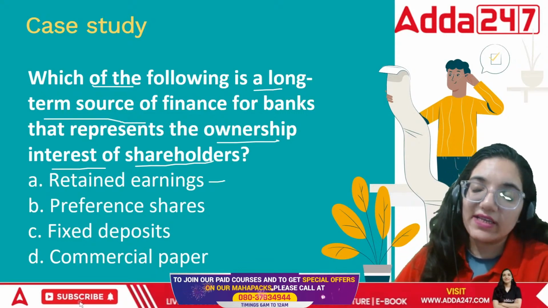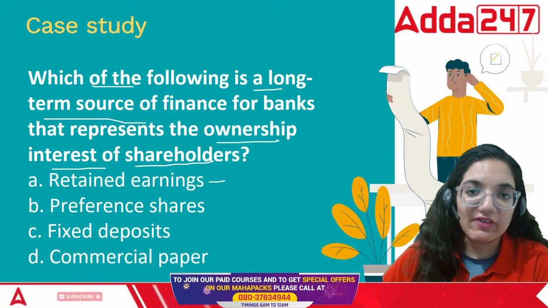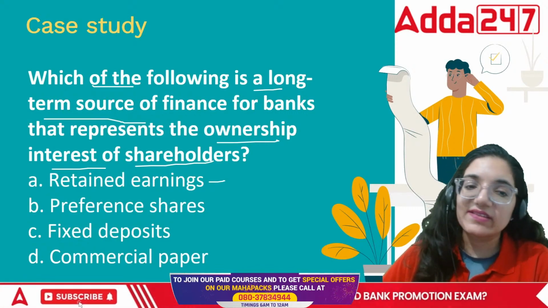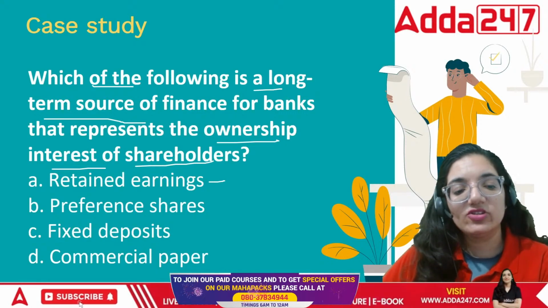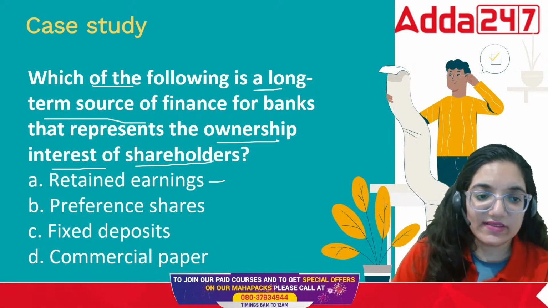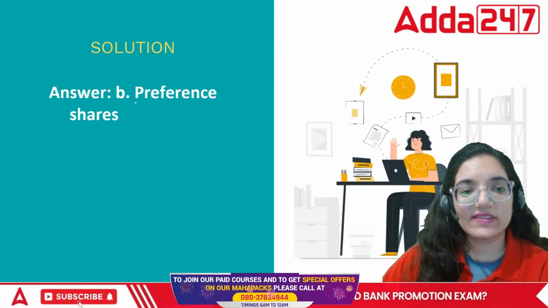As such, retained earnings is also the money which is saved by the shareholders. That means this is the money which they haven't claimed to take out of the business. Okay? So in this case, the correct answer would be the preference shares.